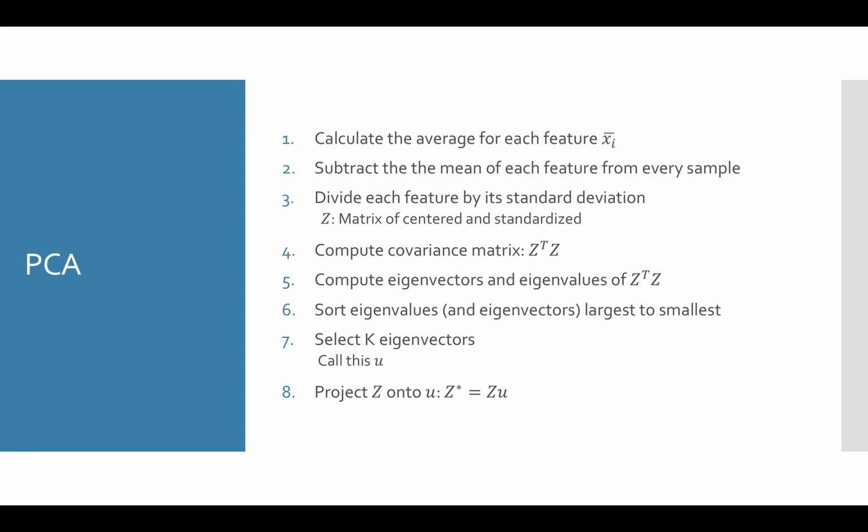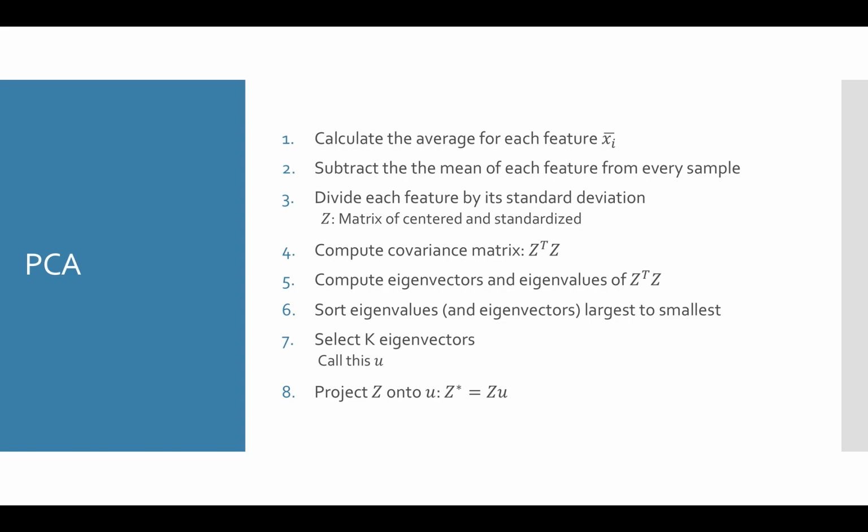Now back to PCA. Now that we have this foundation with eigenvalues and eigenvectors, we can just walk through the steps of PCA. The idea is we have some original set of data with some number of features, and we want to produce a new transformed set of data that has fewer features. So here are the steps.